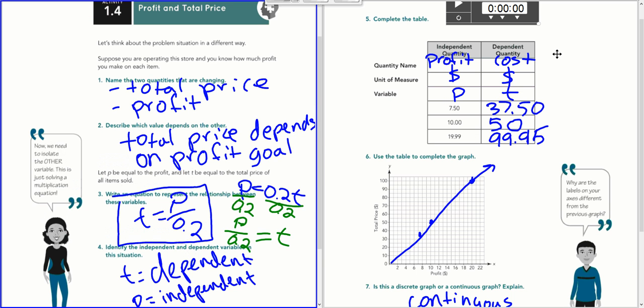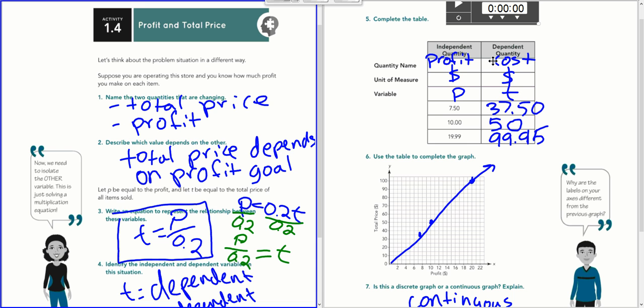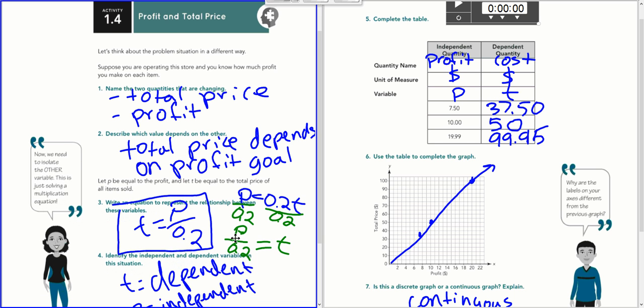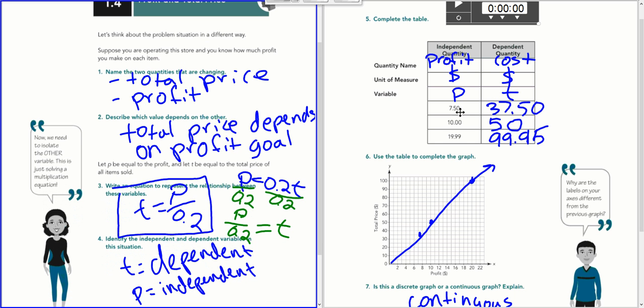And then over here, basically, we just flip-flop. Profit's here, cost here. They're both dollars. P is here, and T is here. And then if we do the calculations, I divide this by 0.2, I get 37.50. I divide 10 by 0.2, I get 50. I divide 19.99 by 0.2, I get 99.95.